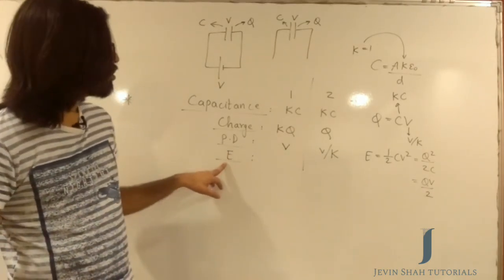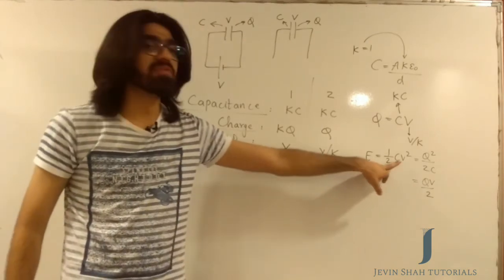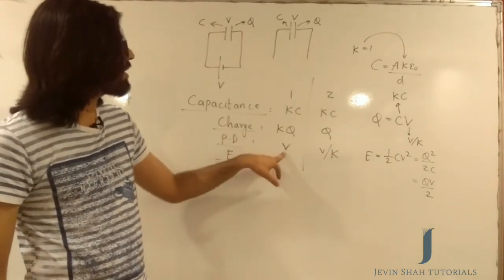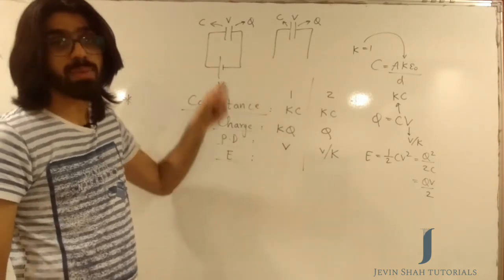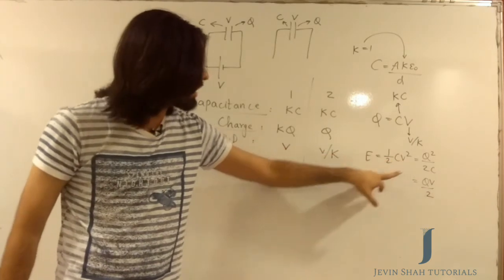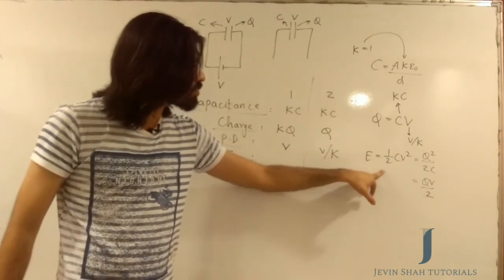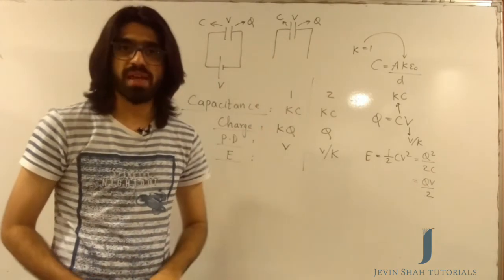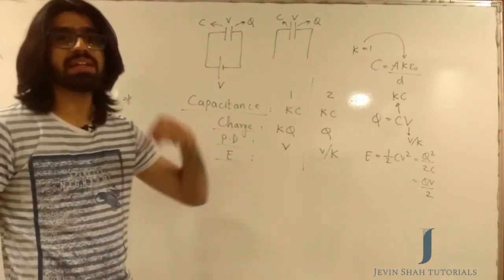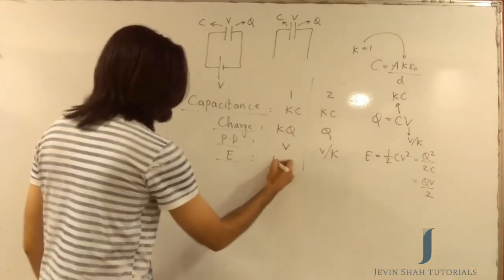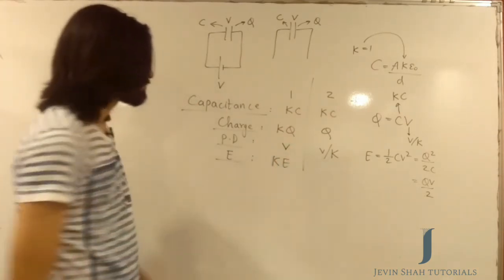For E, you should actually consider the formula half CV square. Well, that's because the potential difference is remaining constant in this case when the battery is connected. Because potential difference is constant, I can straight away claim that the energy stored is proportional to the capacitance. And because capacitance got increased by K times, the energy will get increased by K times. So if the previous energy was E, the current energy will become K into E.